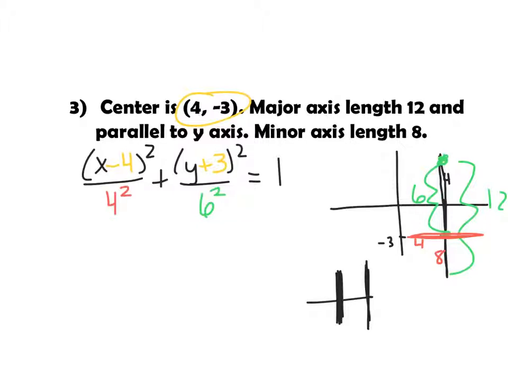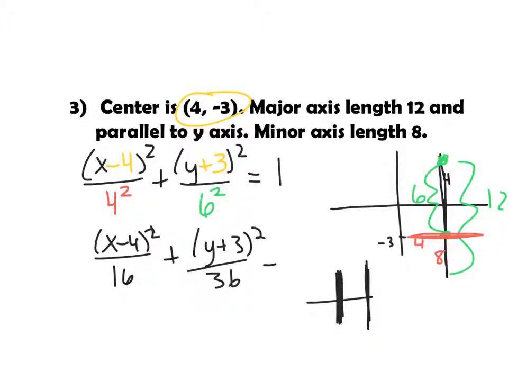Then we can just simplify my numbers. (x minus 4) squared over 16, plus (y plus 3) squared over 36 equals 1.